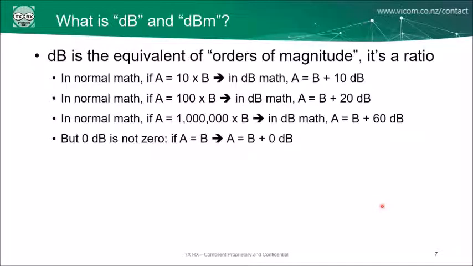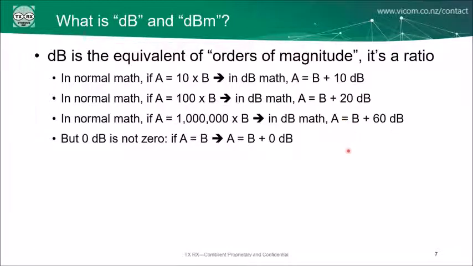dB is the equivalent of orders of magnitude, and it's a ratio. So in normal math, if A equals 10 times B, in dB math, A equals B plus 10 dB. At 100, A would equal B plus 20 dB. You'll notice that this is the number of zeros in the normal math method. So let's say A is 1,000,000 times B. Well, in dB math, A would equal B plus 60 dB.